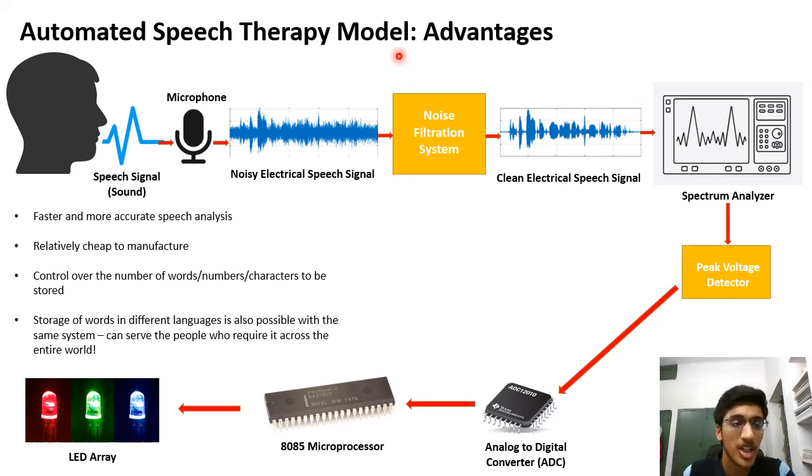Finally, I would be discussing in brief the advantages of my automated speech therapy model. It is evident that automation would lead to faster and more accurate speech analysis. It would be relatively cheap to manufacture, considering that the spectrum analyzer is only needed in the initial training procedure of this entire part 1 of the system, as already described earlier. Later on, we can replace it by any other circuitry that directly isolates that unique characteristic of the clean electrical speech signal, and then we can just detect that unique peak voltage value with the help of a peak voltage detector.